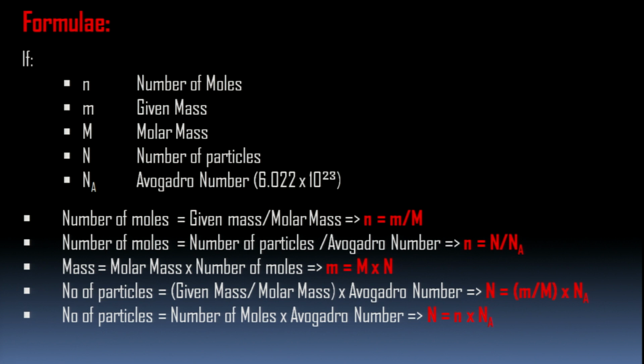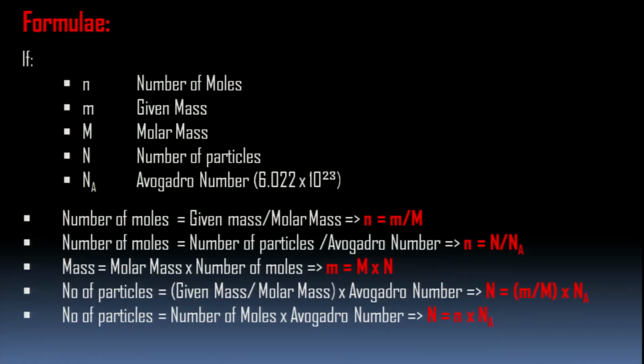Now, what are the formulas to be used? When you are supposed to find the number of moles when mass of certain element or compound is given, that is n is equal to given mass by molar mass. Those are formulas which are written in red. Please note it down. Number of moles is number of particles divided by Avogadro's number. This is one more formula for finding the number of moles.